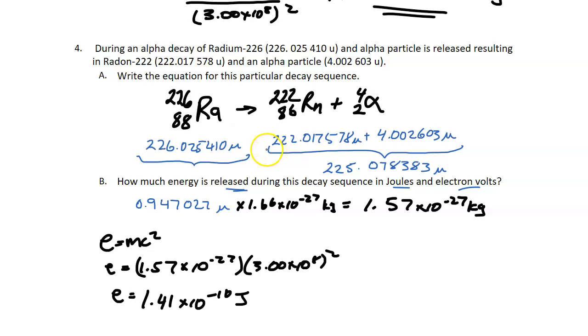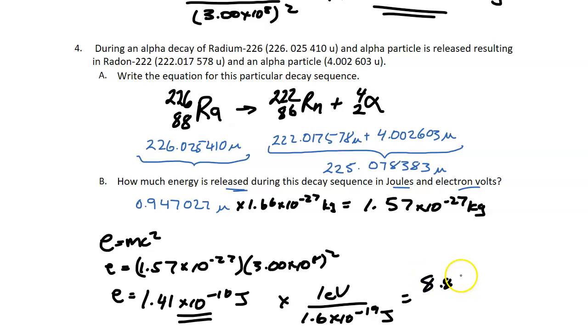Now we're asked to also turn this into electron volts. So we'll take this answer, and 1 electron volt is equal to 1.6 times 10 to the negative 19 joules. And so you wind up with an answer of 8.81 times 10 to the 8 electron volts, or 881 mega electron volts.